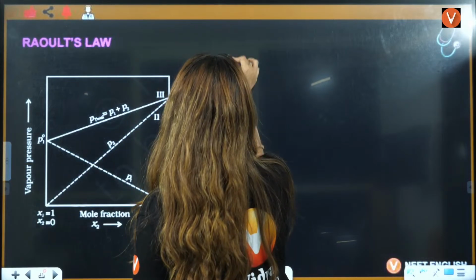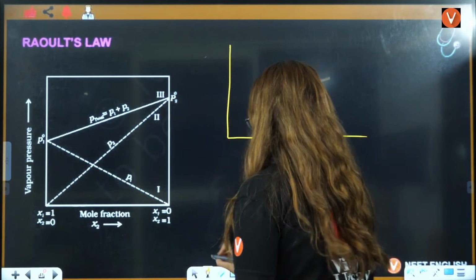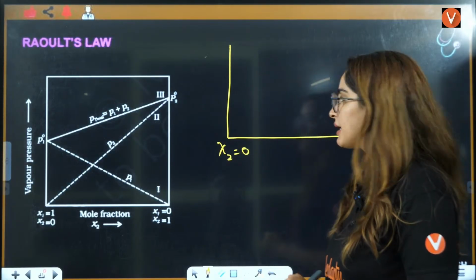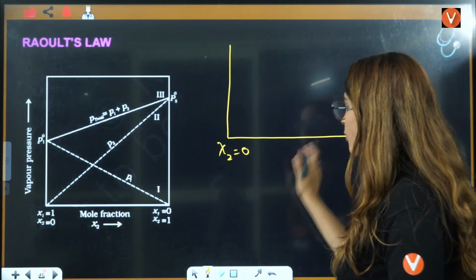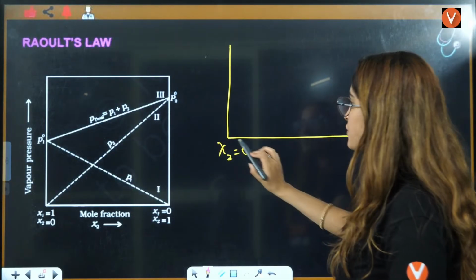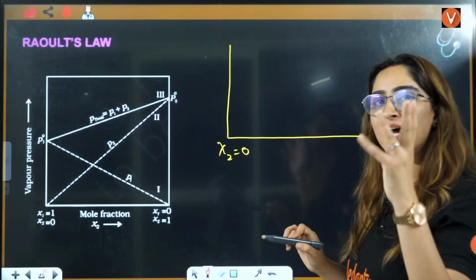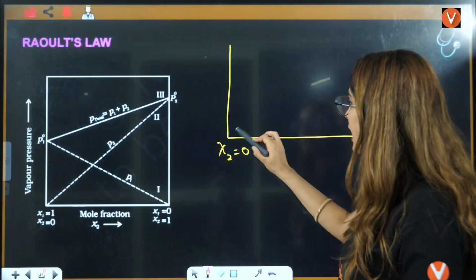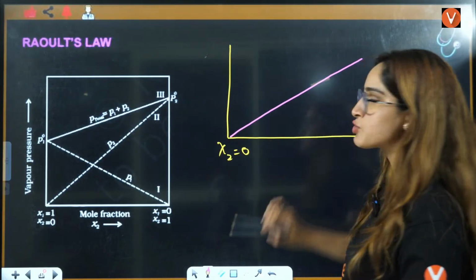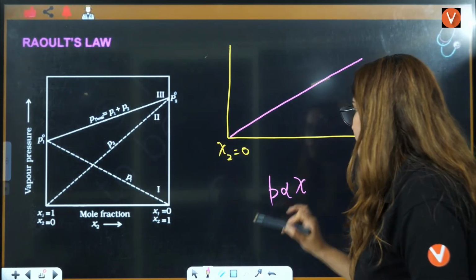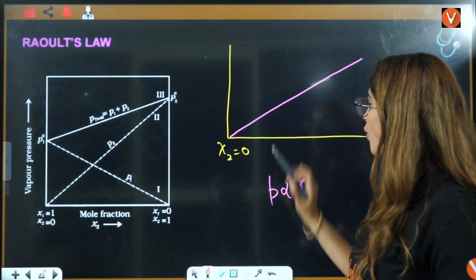Okay, let's see one thing. This is 1, this is 1. Here the mole fraction of 2 is 0. So here you are increasing the mole fraction of 2. As you are increasing the mole fraction of 2, we know one thing, that the partial pressure is directly proportional to that. So partial pressure will also increase, because partial pressure is directly proportional to mole fraction. That's how you got this.